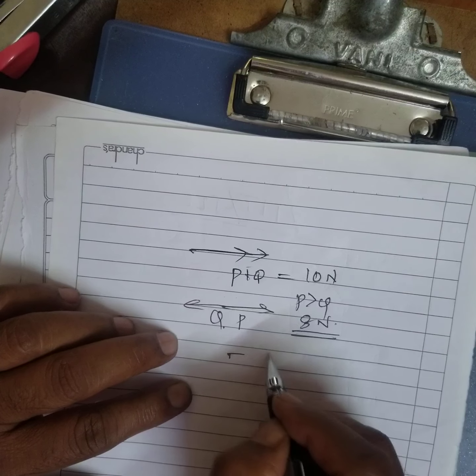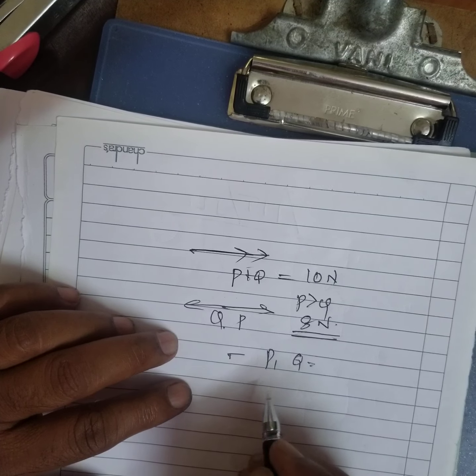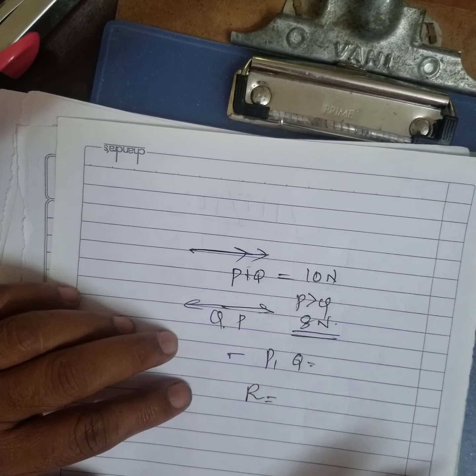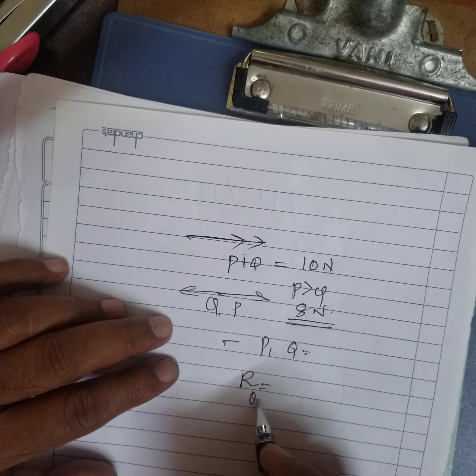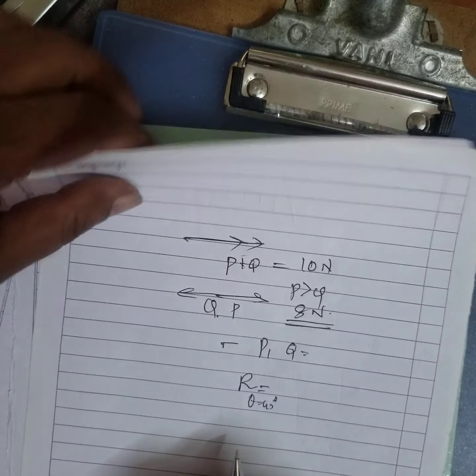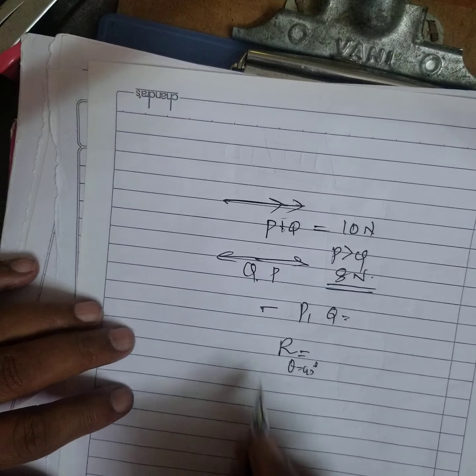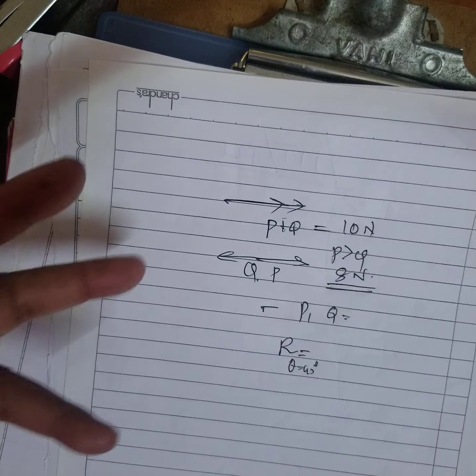opposite direction. Find the forces. What are the forces P and Q? And what is the resultant when the angle between them is 45 degrees? See how is this? These are all the sums I just remembered.